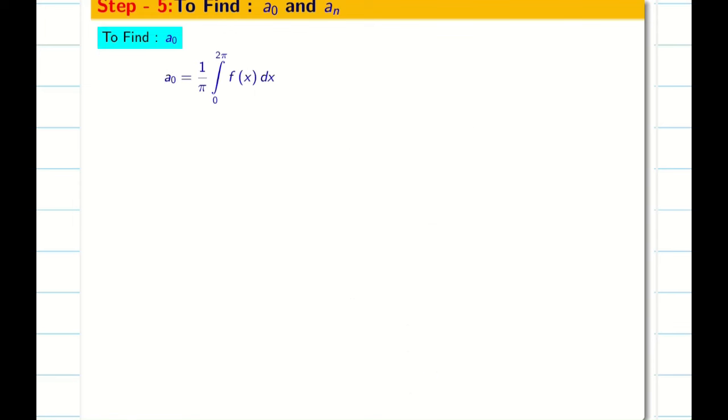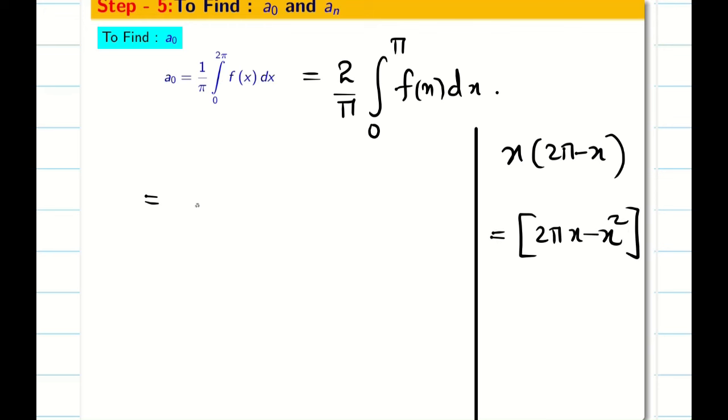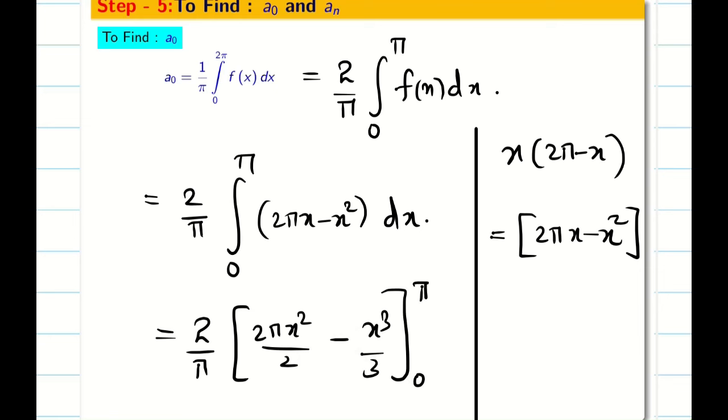Now let us find a0. By the property, I can rewrite this as 2 times 1 by pi integral 0 to pi f of x dx, and my function f of x is x into 2 pi minus x. This is very tough for me to integrate, so better I multiply this and write it as 2 pi x minus x square. So 2 by pi integral 0 to pi of 2 pi x minus x square dx. While I integrate, I will get 2 pi x square by 2 minus x cube by 3. The limits are 0 to pi.